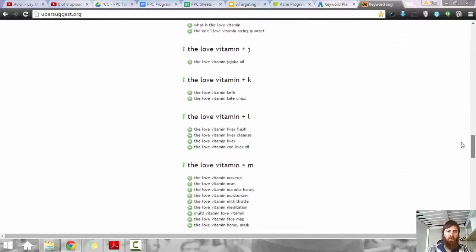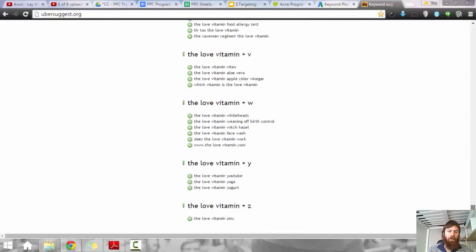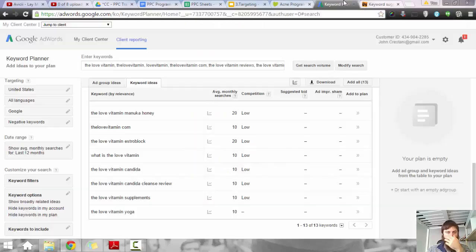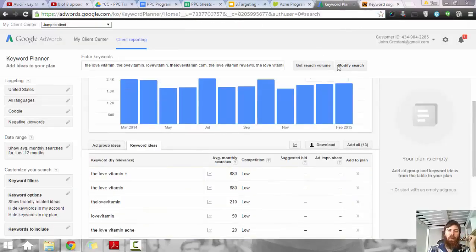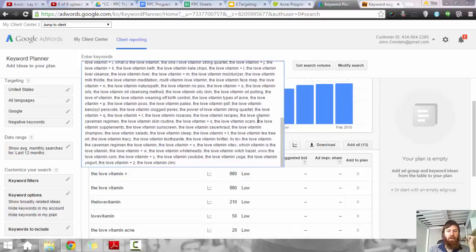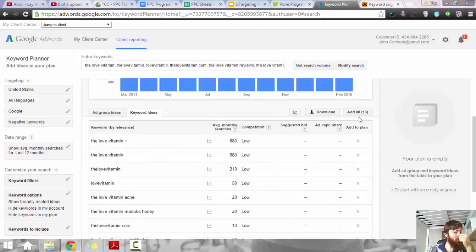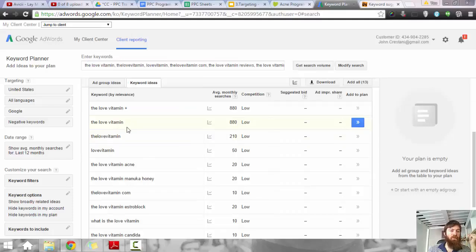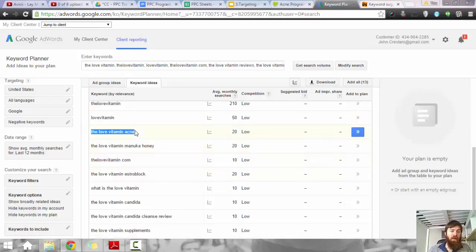For every letter of the alphabet, there are maybe 4. So we put in maybe 100 or more into Google, and what we found is that many of these don't get any search volume whatsoever, but a few do. What we're seeing do well are the love vitamin acne terms. We already put in the love vitamin, but we didn't put in any of these, so we're going to throw all these in right now.